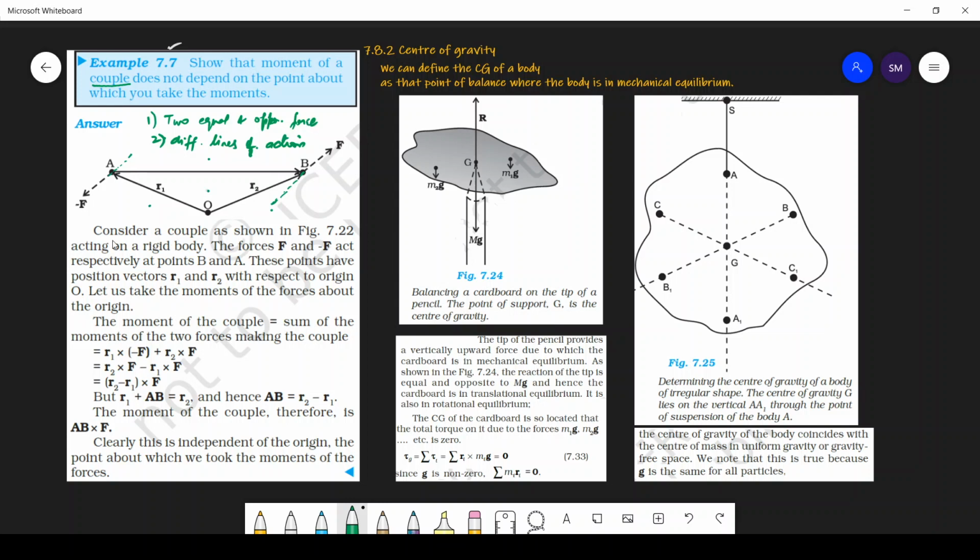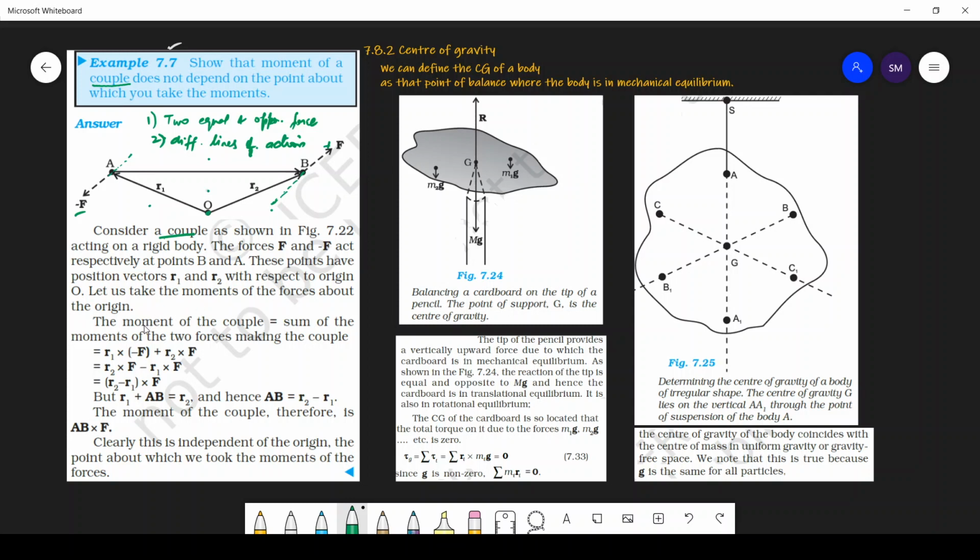Good. So let us consider a couple. This is your couple. We have the two equal and opposite forces along different lines of action. The forces F and negative F. If we are taking plus F, then of course the equal and opposite we take as minus F. They act at points B and A respectively. These points have position vectors R1 and R2. So this is the origin, R1 is the position vector of point B and this is the position vector R2. Let us take the moments of the forces about the origin.